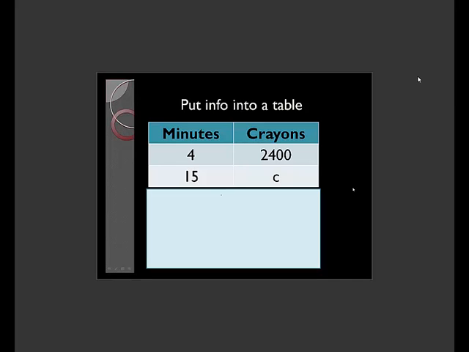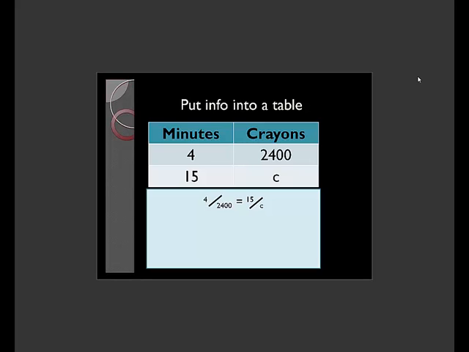Now I'm going to create a proportion. I'm taking time and comparing it to crayons, keeping time on top, crayons on the bottom, numerator, denominator. So 4 over 2,400 is going to be set equal to 15 over c. Now I have a proportion, and I do know the cross products equal each other, so I can use that to create an algebraic equation.